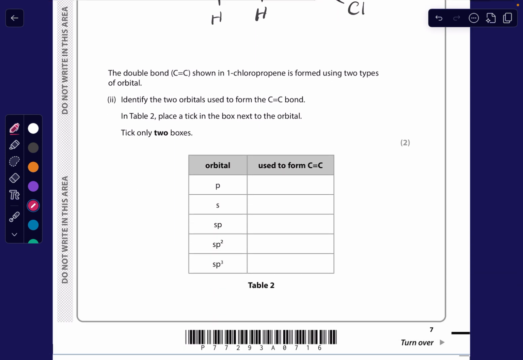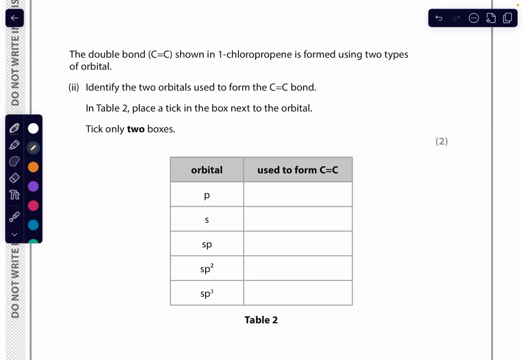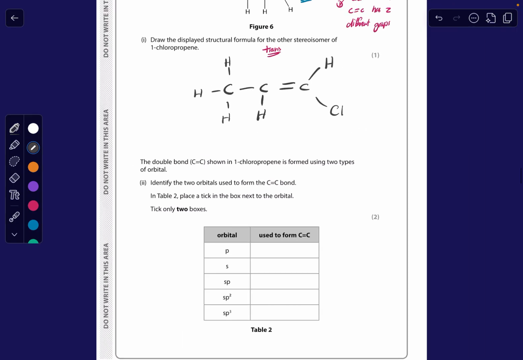The double bond in the C=C in 1-chloropropane is formed using 2 types of orbitals. Identify the 2 orbitals used to form the C=C double bond, and in table 2, place the tick in the box next to the orbital. So this again requires you to know your orbitals inside out. So you've got the orbitals here: p, s, sp, sp2, and sp3. If it's a C=C double bond, we already know it's sp2 hybridized.